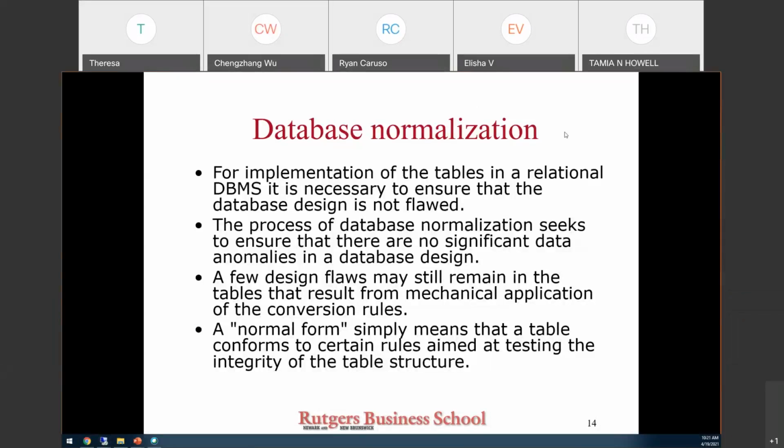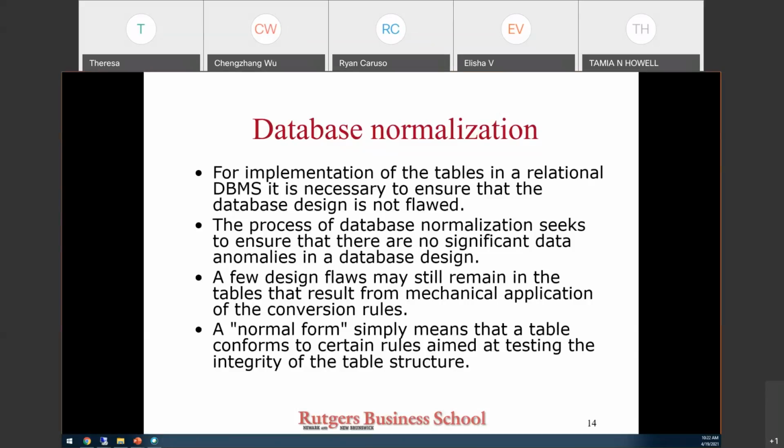All right. In this chapter, so far we have discussed some conversion rules on how to convert a physical model to the implementation in the particular DBMS. In particular, the conversion rules are aimed at converting an EER diagram into tables for implementation.